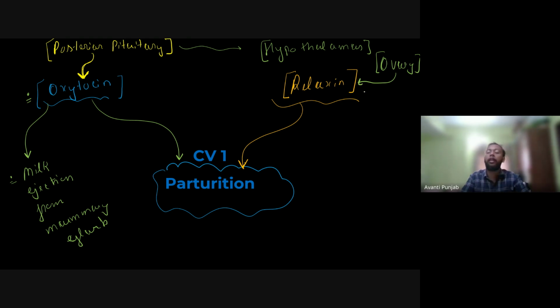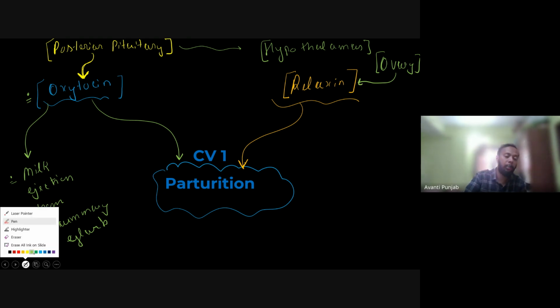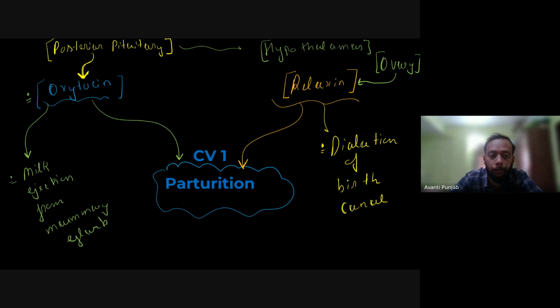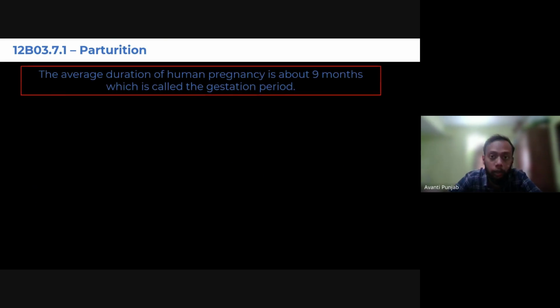And this relaxin will basically do the dilation of the birth canal. और ये बर्थ कैनाल के डायलेशन की वजह से व्हाट विल हैपन, अल्टीमेटली द चाइल्ड बर्थ विल हैपन ओवर देयर. ठीक है. नाउ the average duration of human pregnancy is about 9 months, which is called the gestation period.